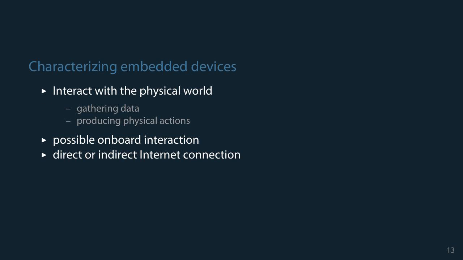How do we characterize embedded devices? Well, we say that they interact with the physical world. There's an interaction between the digital world and the physical world, both in gathering data and in producing physical actions. And there is the possibility of onboard interaction, although there's also the possibility of remote interaction via the internet. And there is always a direct or indirect internet connection.